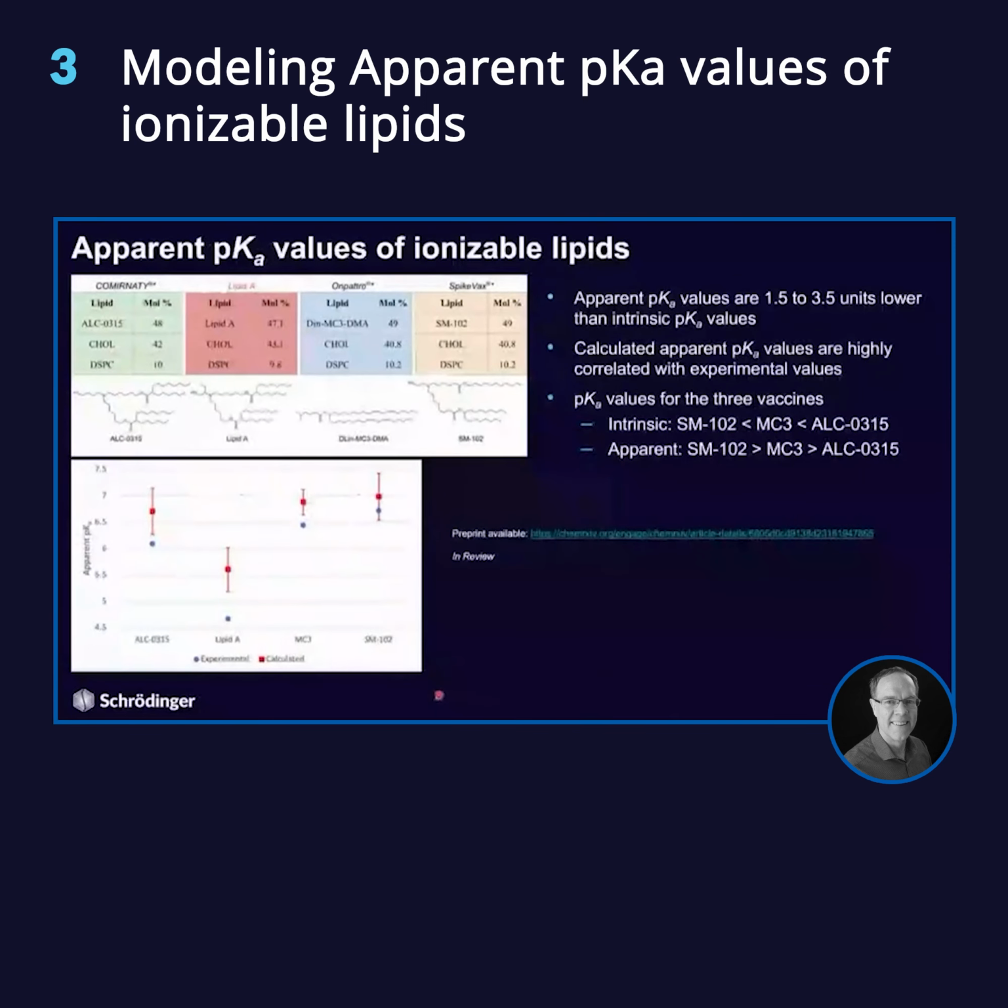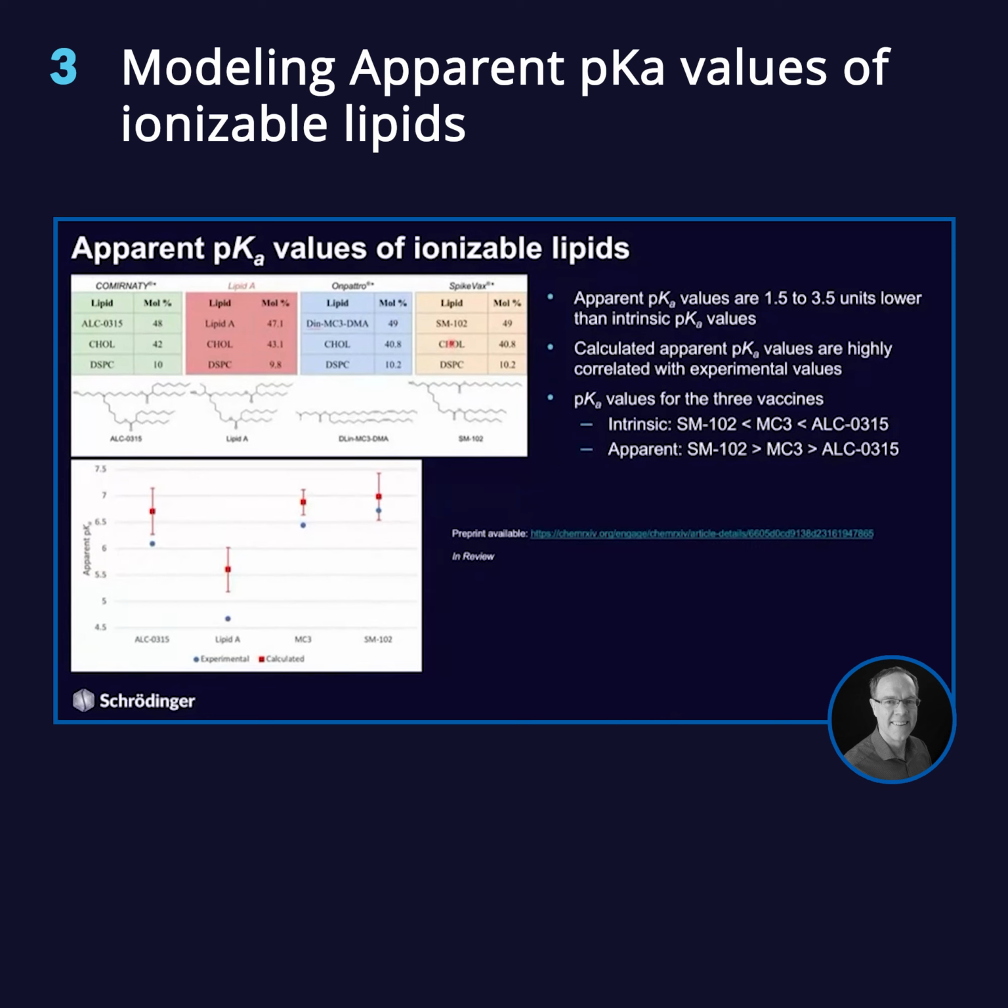And so we've done this for 4 different formulations. The first one is the Pfizer-BioNTech vaccine. Spikevax is the vaccine from Moderna. Onpattro is that previously marketed siRNA drug. All 3 have different ionizable lipids and slightly different formulations.